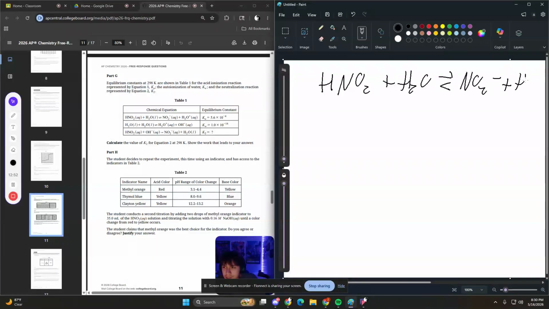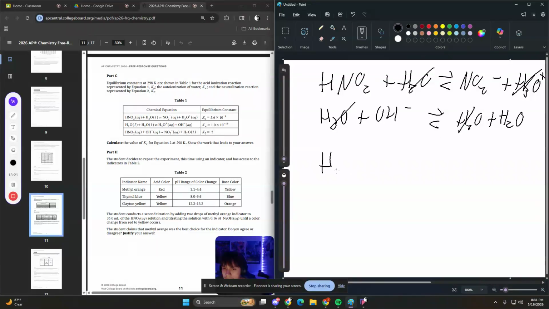NO2 minus plus H3O plus. And then the other one, it looks like it flips since there's a water on this side and since there's a hydroxide on this side. So we'll try that out. We're going to flip it: H3O plus, OH minus, and then 2 waters. So right here, we'll just cancel out, see if we end up with the right equation. Cancel out H3O and then cancel out water. And this is what we're left with. And that looks like our equation. That is our equation that we're finding for.